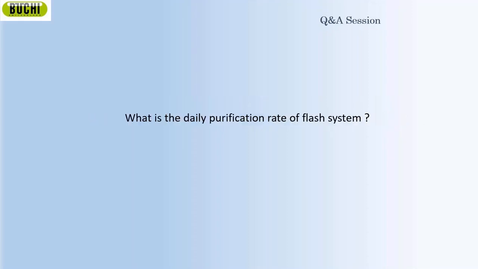Thanks a lot. And one of the final questions, what is the daily purification rate of the flash system? Okay, so I will answer this with the 3 kilo cartridges, because we didn't work on the 5 kilo yet. With 3 kilo cartridges, you can have 150 grams per hour for the clean oil purification. So in 1 hour, you can purify 150 grams.